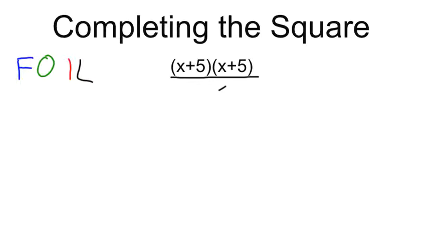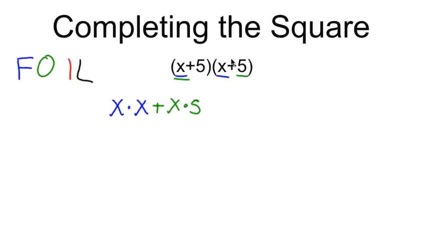The first is going to be that times that, so it's going to be x times x. First times first, so this is going to be x times x. Then we look at outside times outside, so that's the outside, that's the outside. So this is going to be plus x times 5.